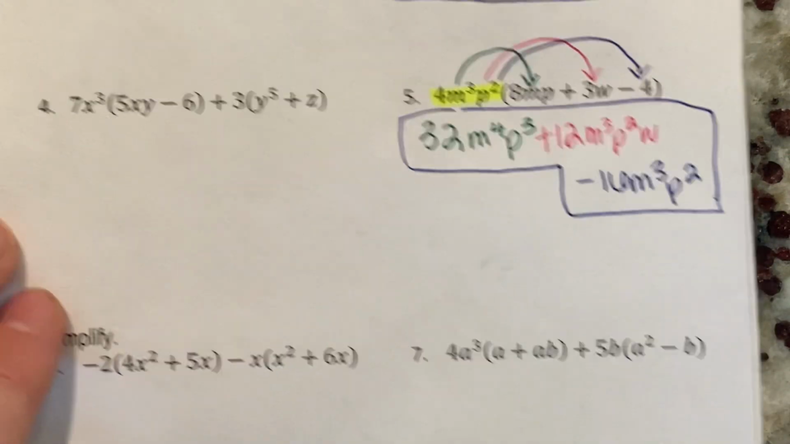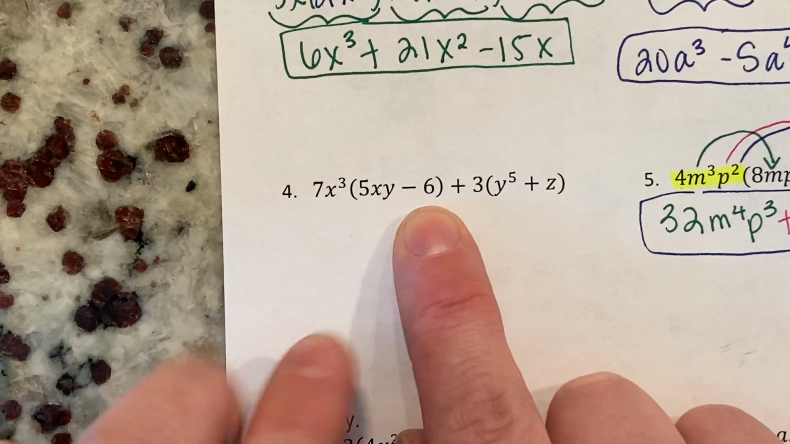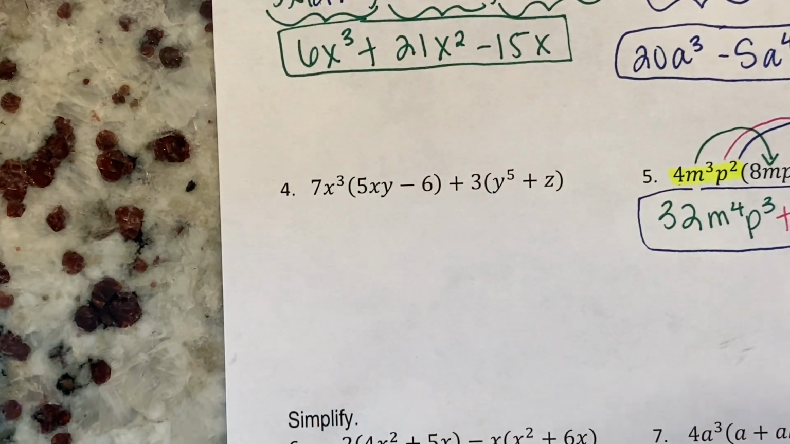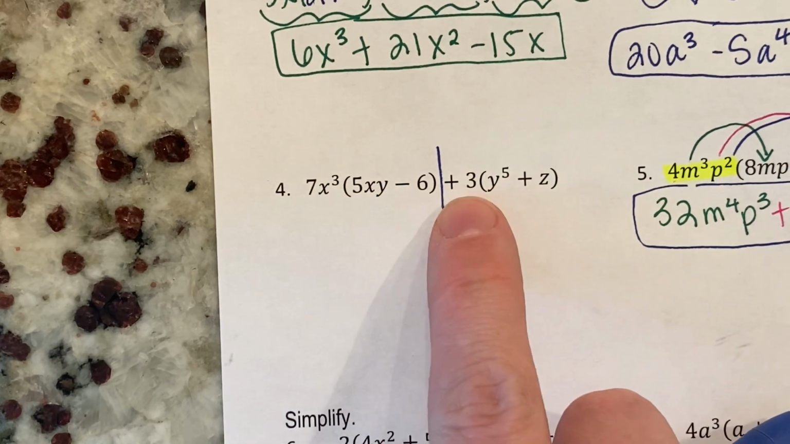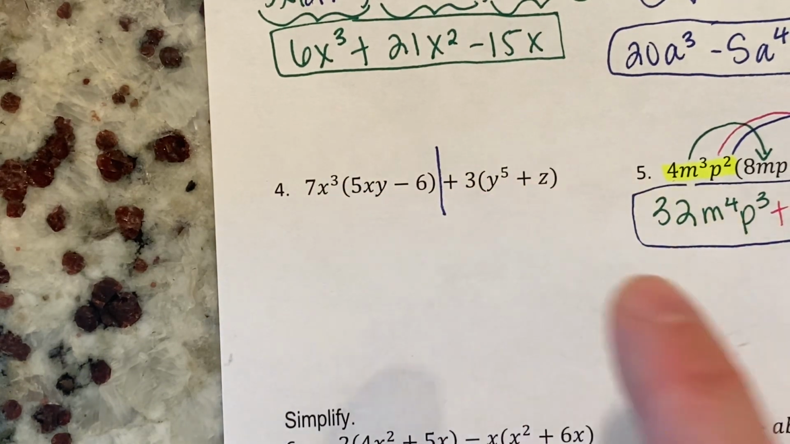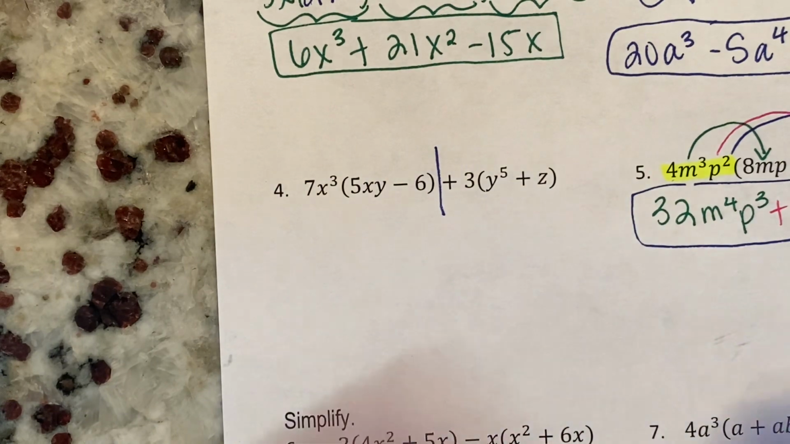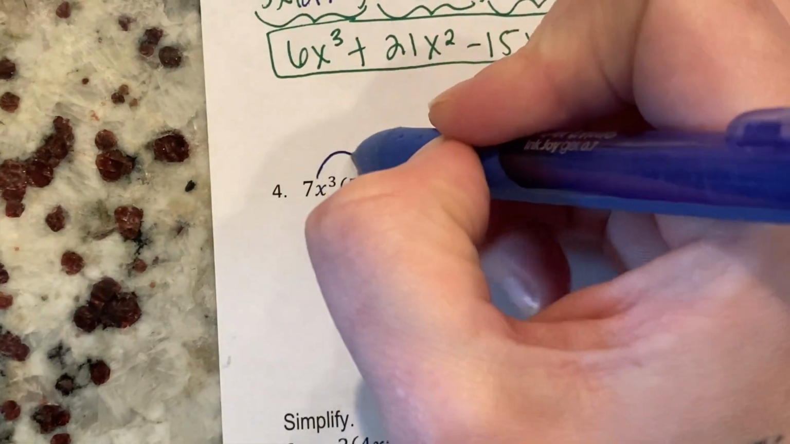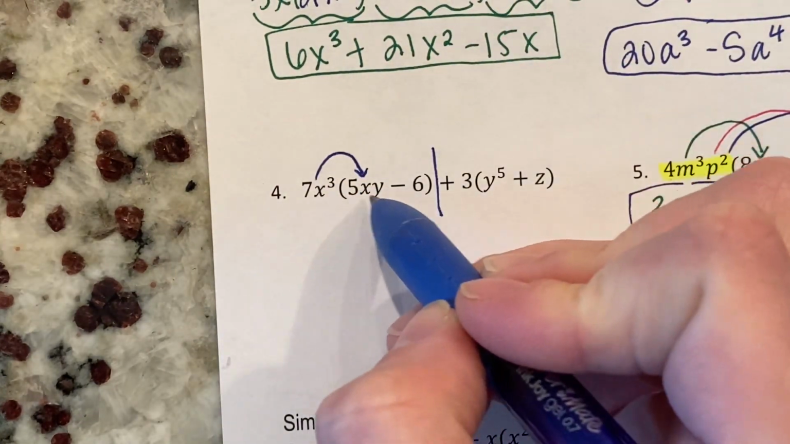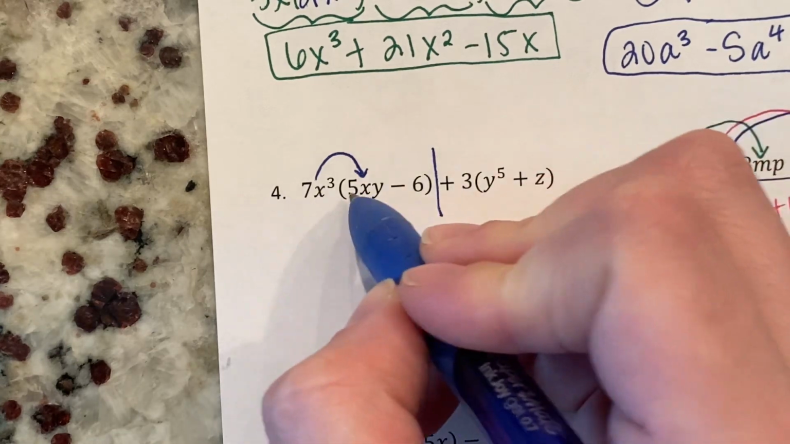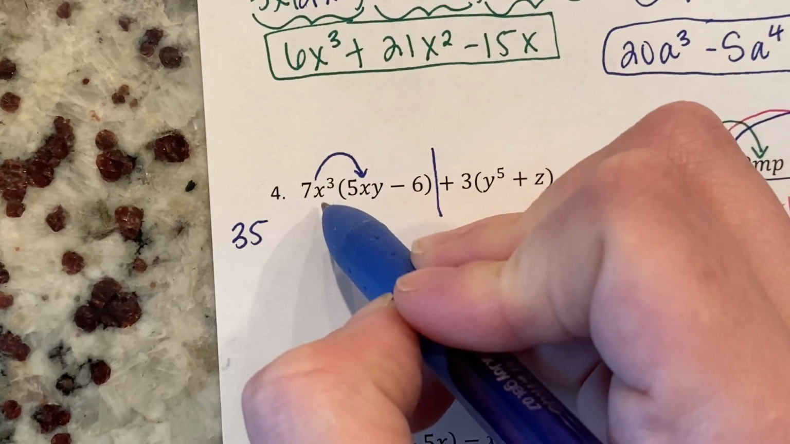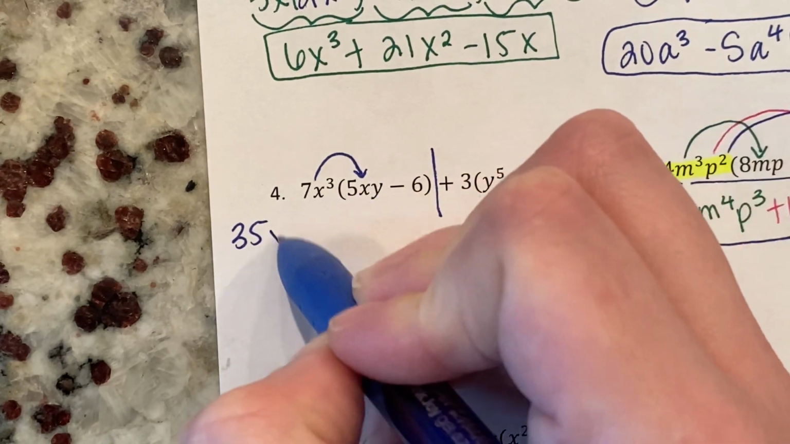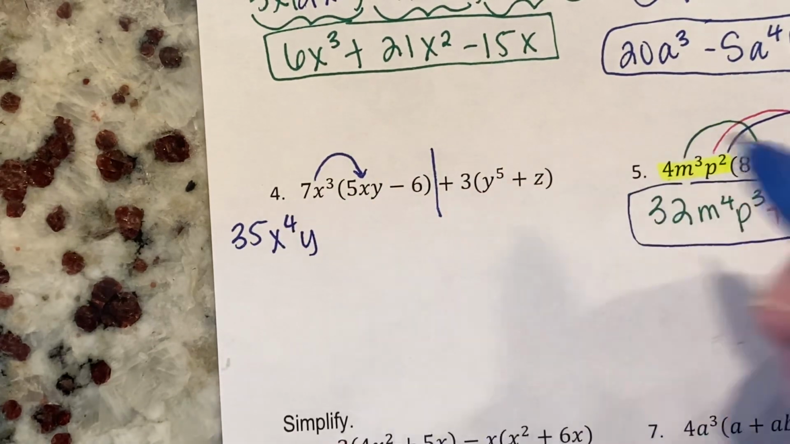Okay, on number 4, we actually have two things going on here. As you can see, we have 7x squared times this, and then plus 3 times this. So I'm going to multiply those separately, and then I will add them together. So here I'm going to multiply 7x cubed times 5xy, so 7 times 5 is 35. And then I add my x's. I have 3 plus 1, so 4, and then y.